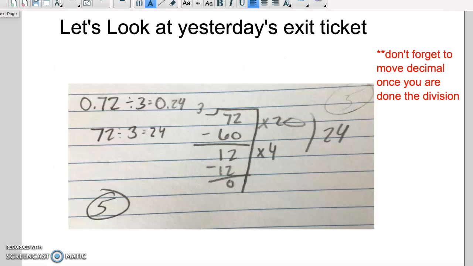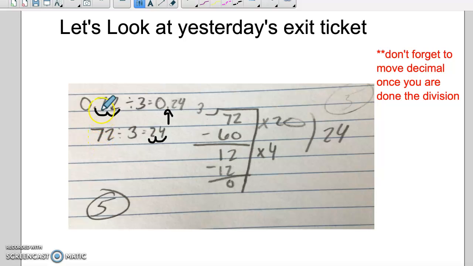So if we look at yesterday's exit ticket, again, overall, it was pretty happy. If we look at what one student did, they did 0.72 divided by 3. So they moved that decimal out twice, right? And then made it 72 divided by 3, got 24. Nice job with division, nice efficient way to do it. But then once they got that 24, they knew they had to move that decimal back in twice. So that's why their answer was 0.24.